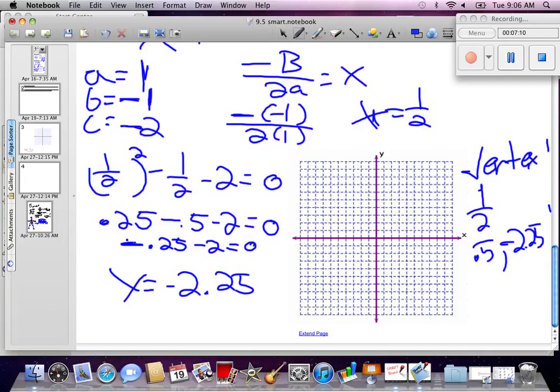Okay, so I've got negative, so I go over 0.5, and I go down 1, 2, and a little bit. Okay? This point right here is my axis of symmetry. So it's got to be the same on both sides of that dotted red line. Do you see how that's not at 0? It's at 1/2. That's important.